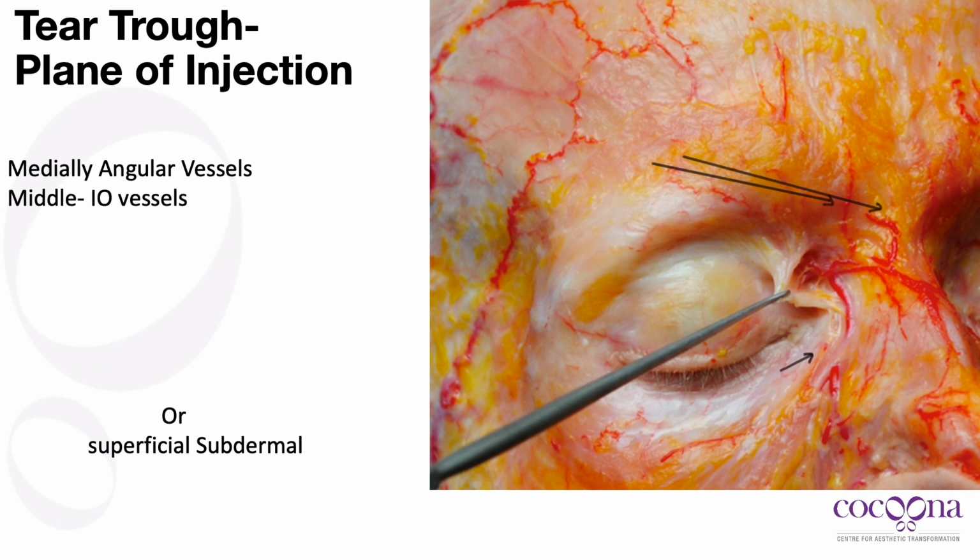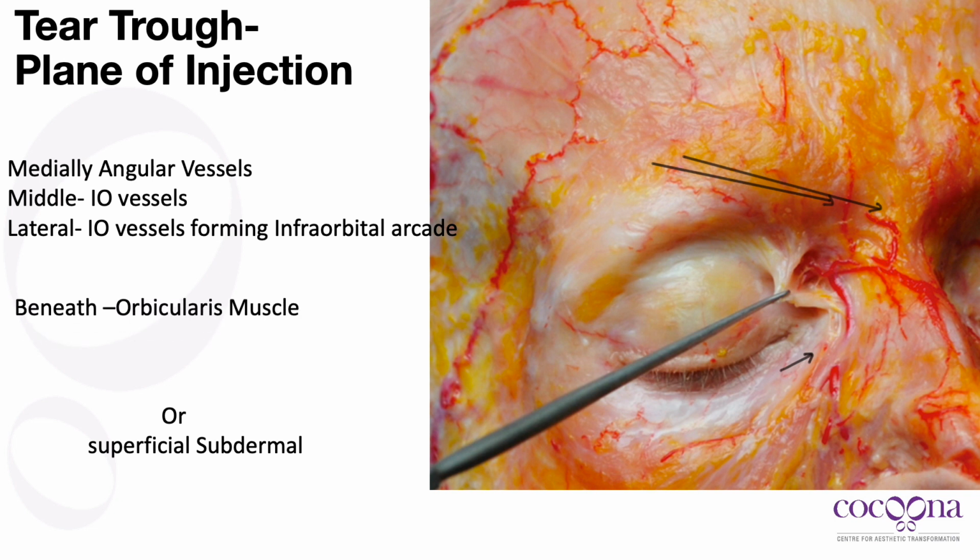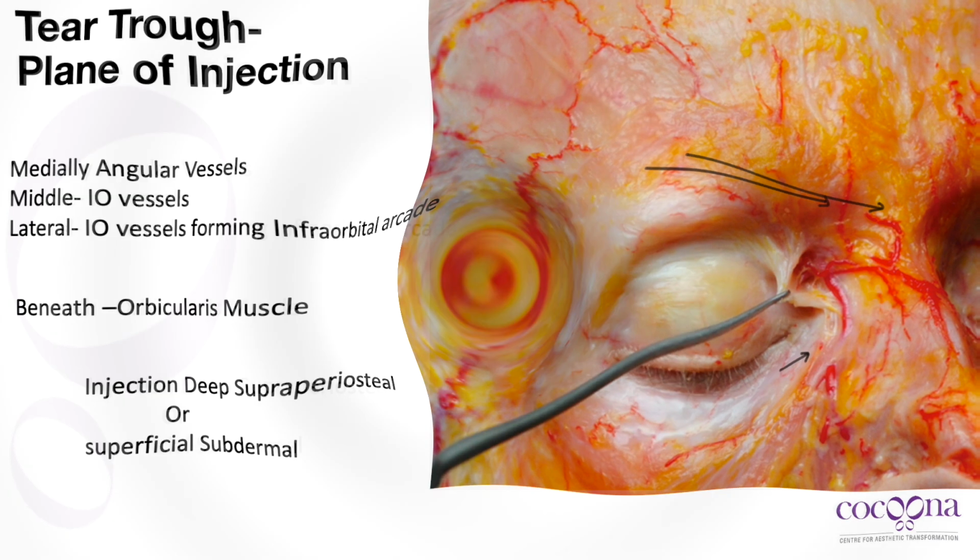In the middle part of the tear trough is the infraorbital vessel, which is again fairly deep below the orbital rim, initially over the periosteum, and then it penetrates the periosteum to come underneath the surface of facial muscle. Laterally, there is an infraorbital arcade which originates from the infraorbital vessels and runs laterally underneath the orbicularis muscle. So all the vessels are located beneath the muscle, just underneath the surface. So the best plane of injection is either deep supraperiosteal or superficial subdermal.